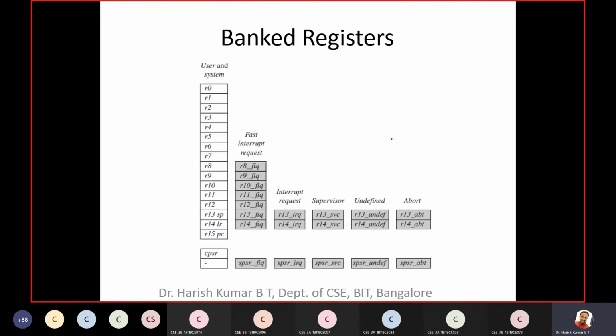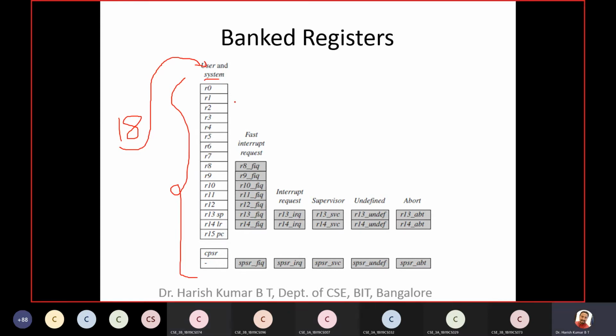Now, banked registers. Okay, so this part is very clear. I've already shown you people R0 to R15, CPSR and SPSR. These are the 18 active registers which are available for use in the user mode and system mode. Correct? Yes, sir.